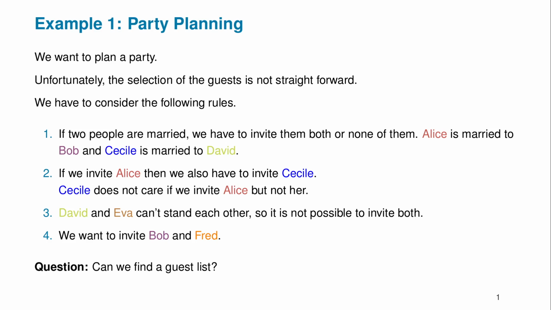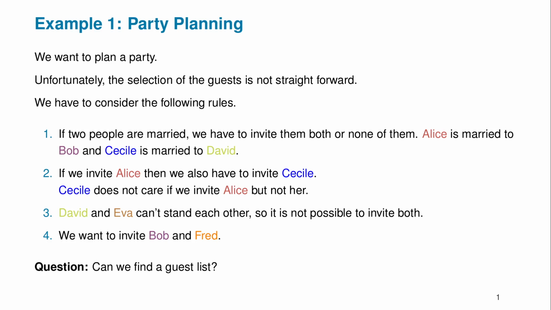If two people are married, we have to invite them both or none of them. Alice is married to Bob and Cecile is married to David. Then if we invite Alice, we also have to invite Cecile, but Cecile does not care if we invite Alice, but not her. Then we know that David and Eva cannot get together without having some discussions which we want to avoid. So we do not want to invite both of them, only one, and we want to invite Bob and Fred.